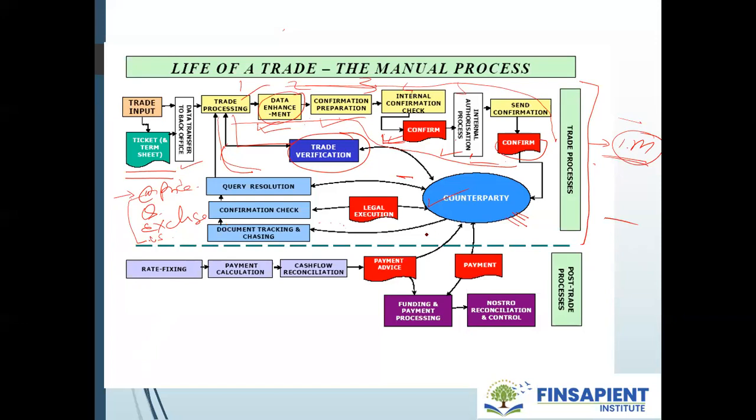With regard to the trade processing, this step is done. Post trade processing, is anyone involved in this in any hedge fund company?